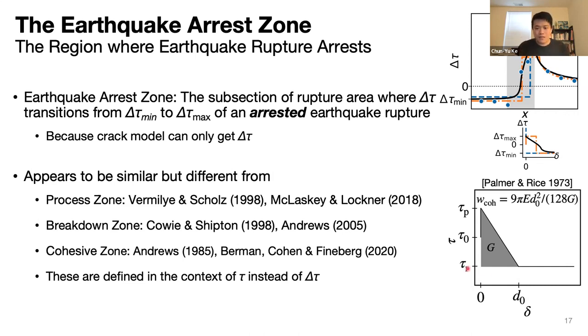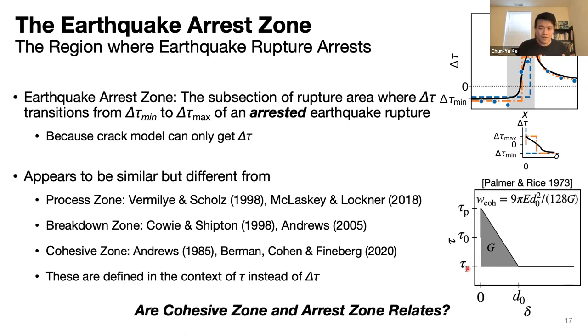So the big question here is whether the cohesive zone and the arrest zone are related in any way. Because if they are related, then we can probe into the friction law and fracture energy, of course, for this interface by just the measurement of slip profile. And that's what the previous studies tried to do.